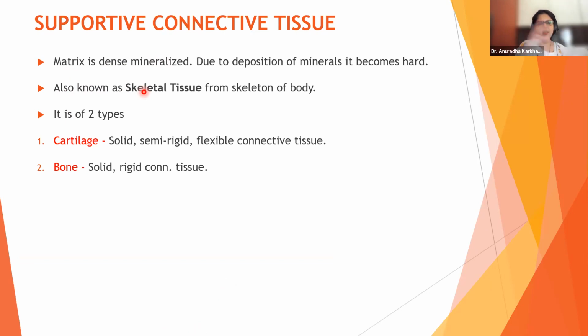So in the locomotion chapter, we saw cartilage and bones in full detail, so this will be very easy for you to understand. Cartilage is solid, semi-rigid, flexible connective tissue. Cartilage is present at the tip of our nose, ear pinna. So you can twist and turn the cartilages. They'll come back to normal. While bones are solid, rigid connective tissue. Bones you cannot fold like this, the bone will break. It is a bone. Okay. So two types of supportive connective tissue, cartilage and bones.